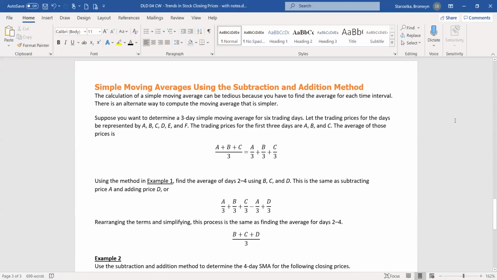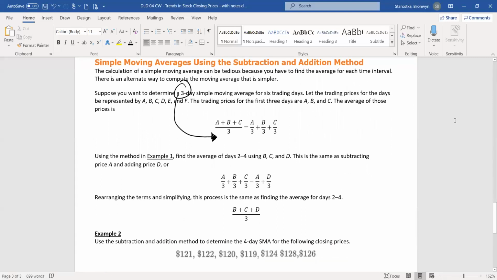So notice, suppose you wanted to determine a 3-day simple moving average for 6 days. If it's 5-day, your denominator is 5. If it's 3-day, your denominator is 3. So in this case, we're going to do the simple moving average for 6 days of trading for the 3-day average.